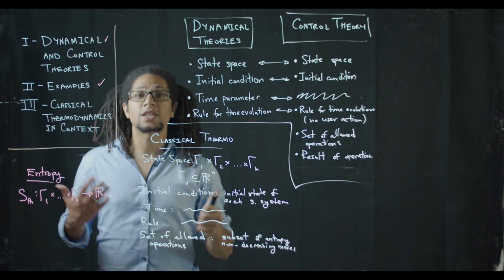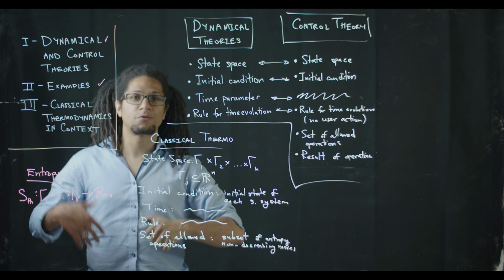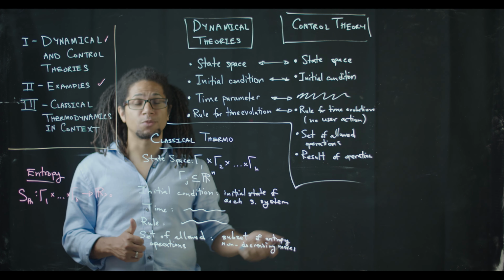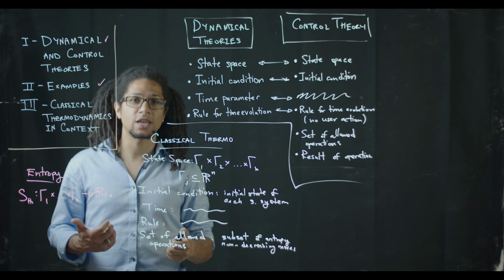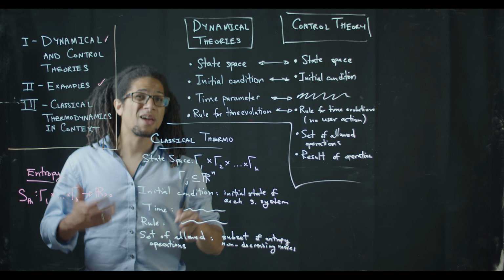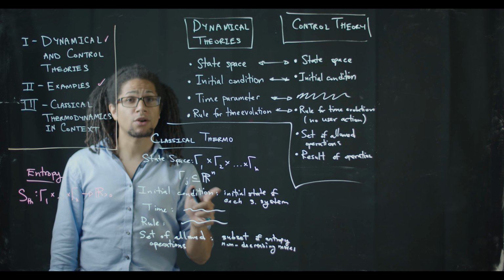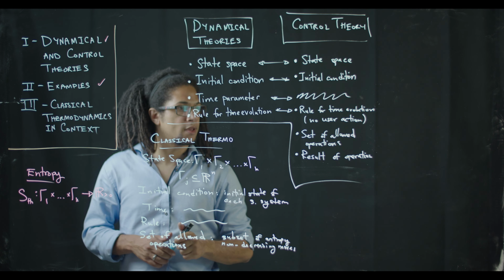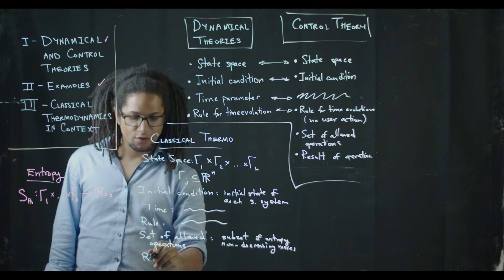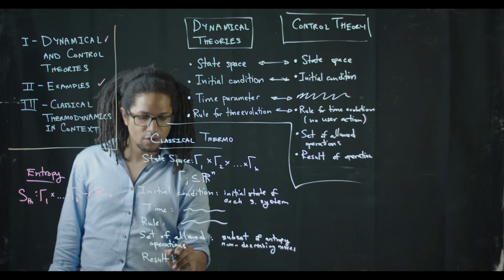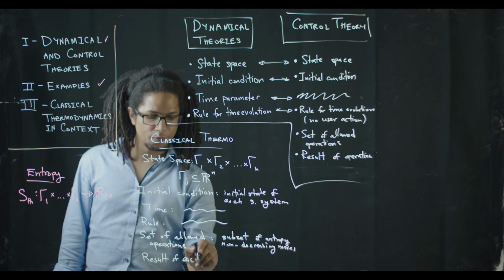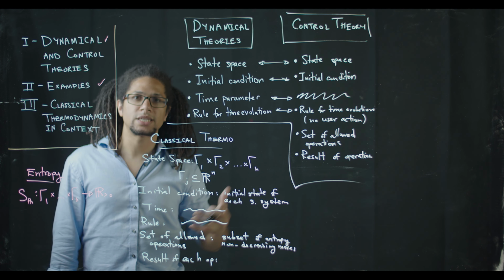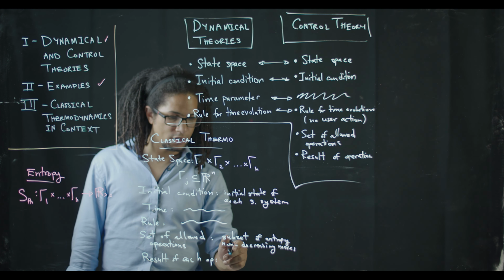So for instance, if state 1 has an entropy of 1 in some system of units, and state 2 has an entropy of 2 in the same system of units, then it may be possible, though it is not necessarily possible, to move from the first to the second state. Lastly, the result of each operation is just that we end in that state that's allowed afterward.